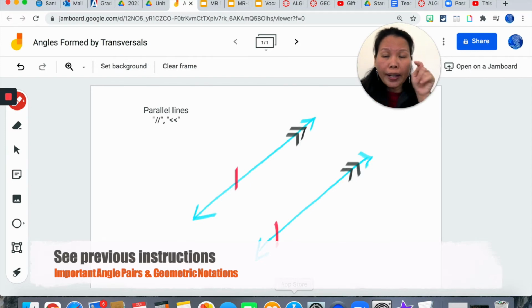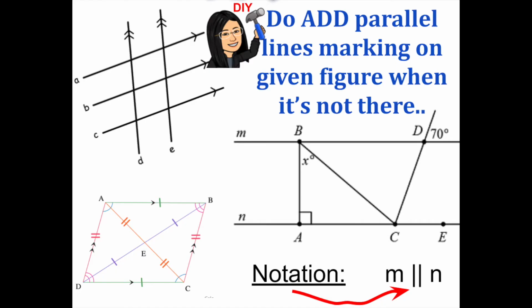But on the drawing, on the figure itself, you cannot use the dash because it can be confused with the congruent sign. Only the arrow. So these are the two notations for parallel lines.